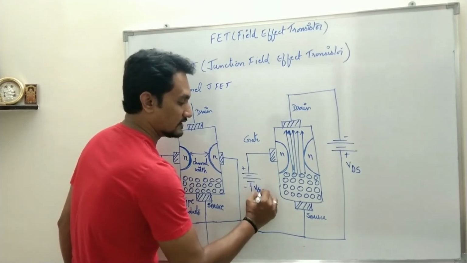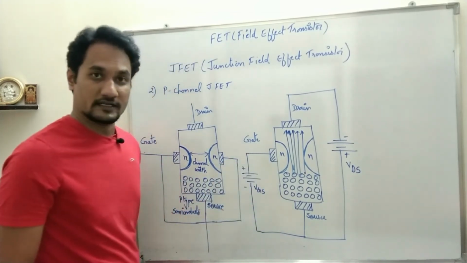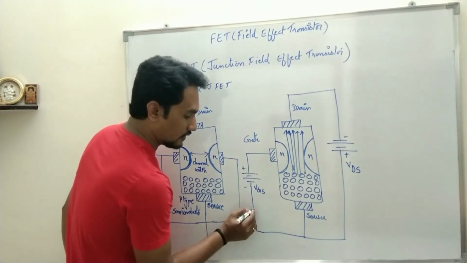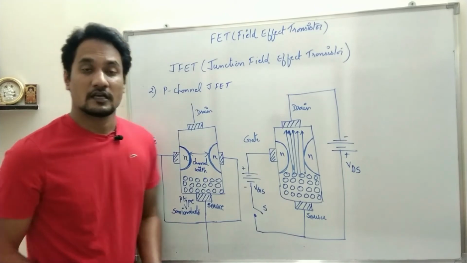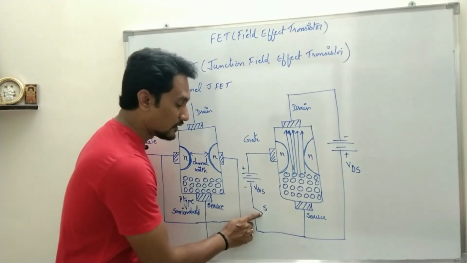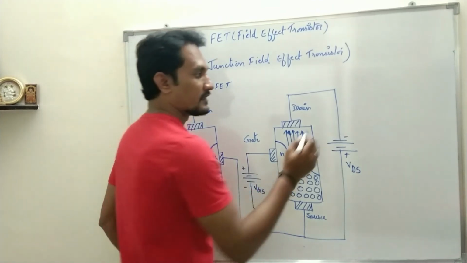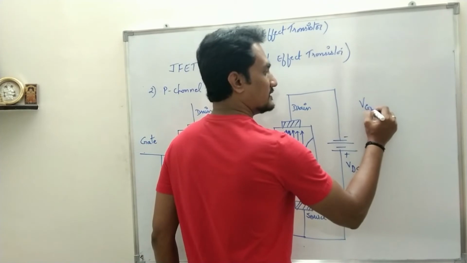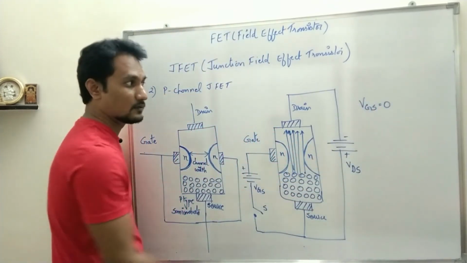This potential is called VGS, that is gate to source voltage. Initially, I will put up a switch which is in open state. That means until the switch is closed, there is no potential between gate and source. So the first case is when VGS is equal to 0. Tell me what happens when VGS is equal to 0.